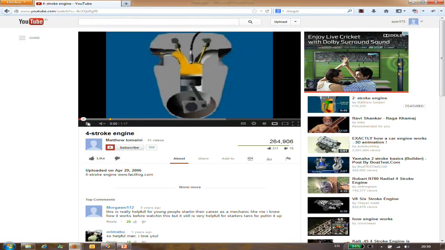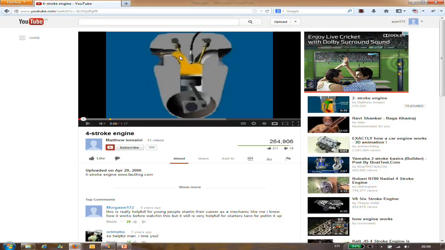This is just graphics, so it's not a real engine which is being shown, but it explains what's going on. I want to explain what's happening. Now, if you look at an engine, these are the parts of an engine. So this is what is called an engine cylinder, which is nothing but a cylindrical hole, I can say. And this is a piston which moves to and fro.